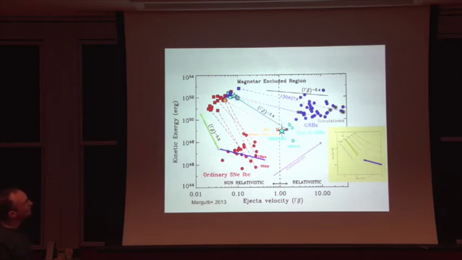Yeah, 10 to the 52 ergs. So for instance, the explosion I told you about, the gamma ray burst or supernova 98bw, was powered by about 30 times ordinary supernova energy, so that's 3 times 10 to the 52 ergs. That's the overall energy of the explosion, and so that would be the left hand.